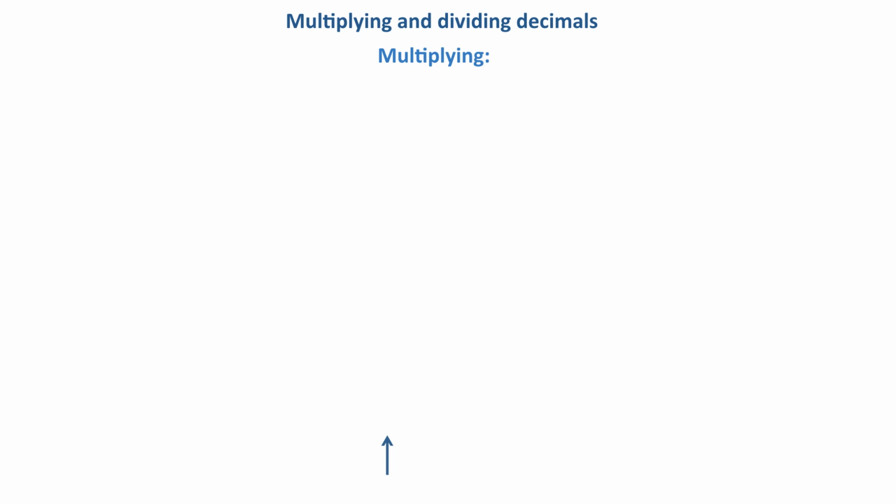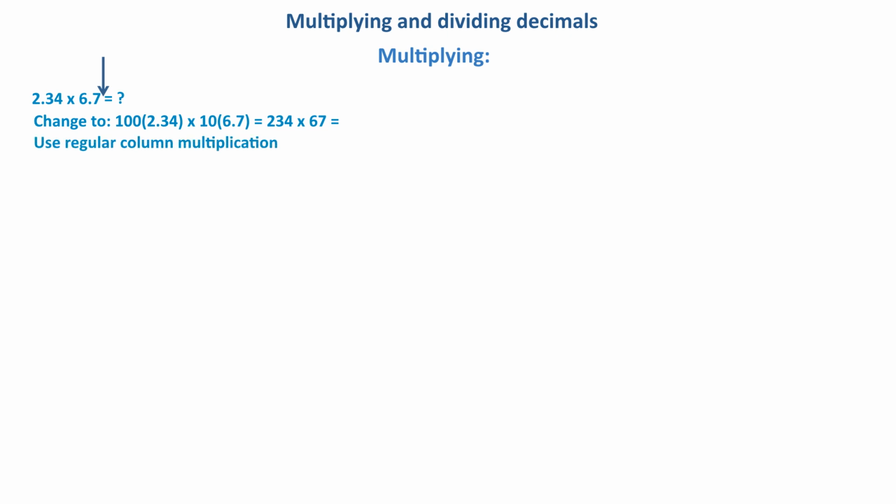For example, let's try and work out the multiplication 2.34 times 6.7. This multiplication would be really easy if both of these things were whole numbers, because then we could just use regular column multiplication. So the easiest way to work out a multiplication like this is to just turn both of them into whole numbers. So 2.34, we need to move the decimal point 2 places to the right, so we can multiply that by 100. Then 6.7, we only need to move the decimal point 1 place to the right, so we can just multiply that by 10. That leaves us with 234 multiplied by 67.